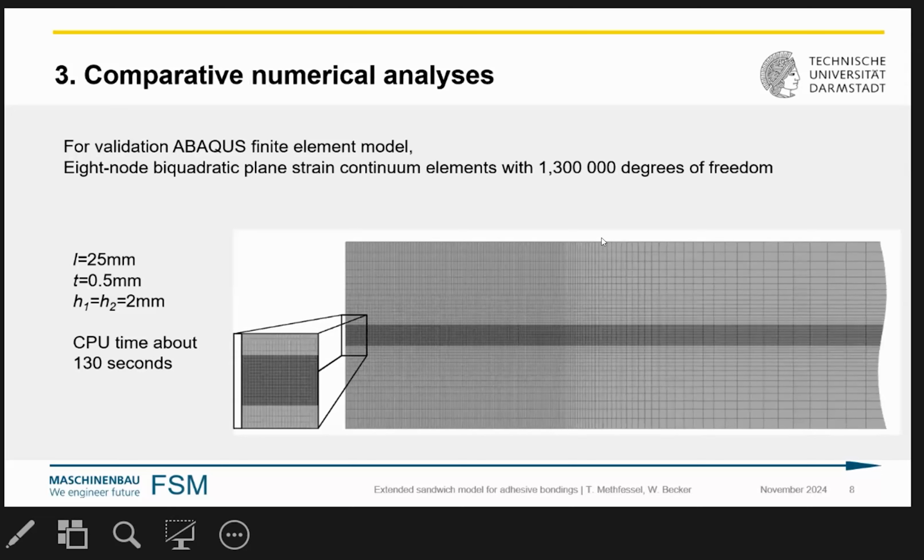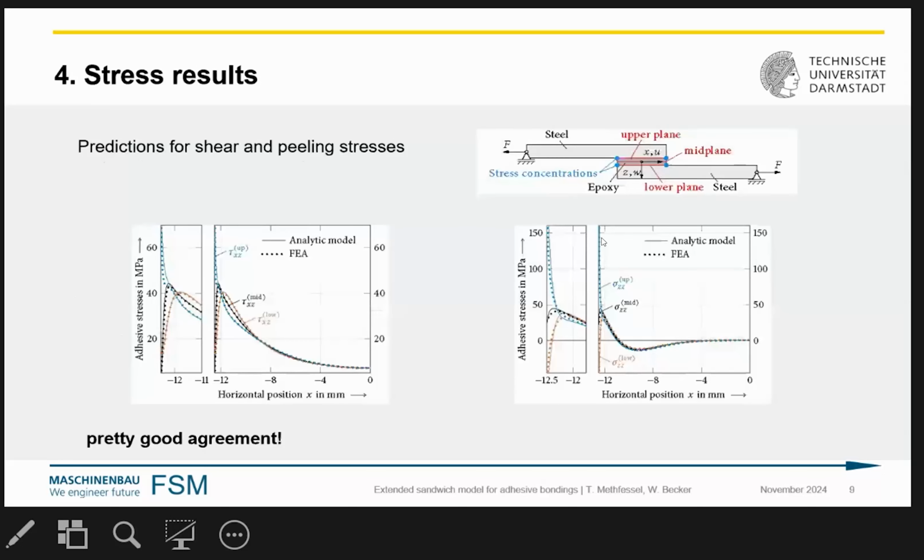In order to check whether we received the truth or not, we performed comparative numerical analysis by finite elements, by Abaqus. Here, this is a kind of mesh that we use with a good mesh refinement at the edges, well, a bit more than 1 million degrees of freedom. That takes about 2 minutes. But of course, you need the program and you have to do all this modeling, which takes some effort.